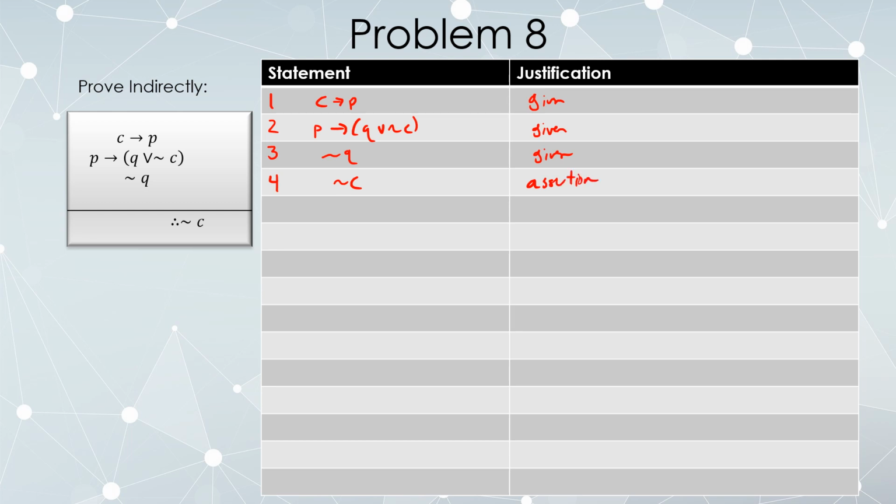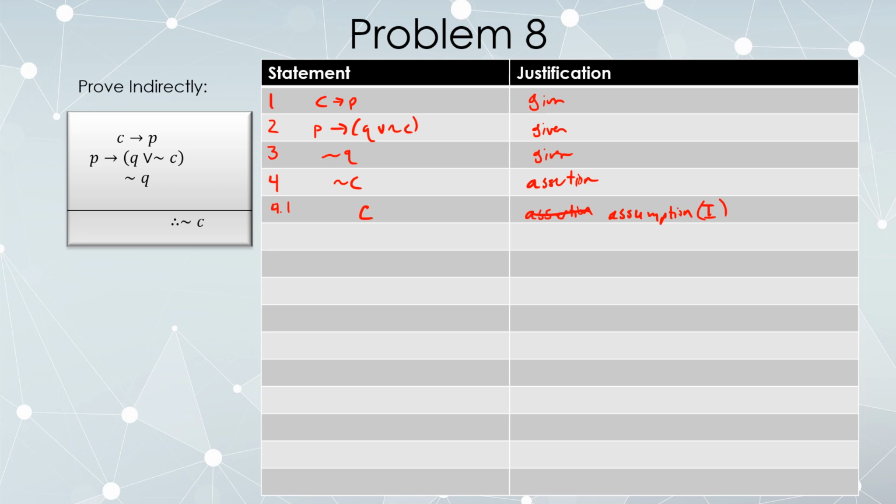It's not a conditional statement, so assertions have to be followed by assumptions. It's not a conditional statement, so direct is not an availability. So indirect, which means we're going to assume the negation of what we just asserted. We asserted not C, so its negation, C. Now we start playing the game.